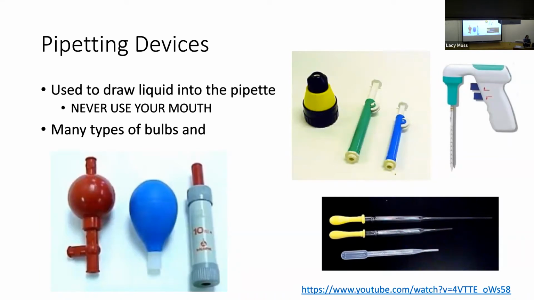Okay, and then there are many types of bulbs. We've got these cool rolly kind. I like them better than the bulbs because you can roll it up and down so you have more control. Whereas with the bulbs, you have to fill it up and then magically put your finger over it and slowly let it out until the meniscus gets to the line. It's just way more complicated. But we have bulbs, so good luck.